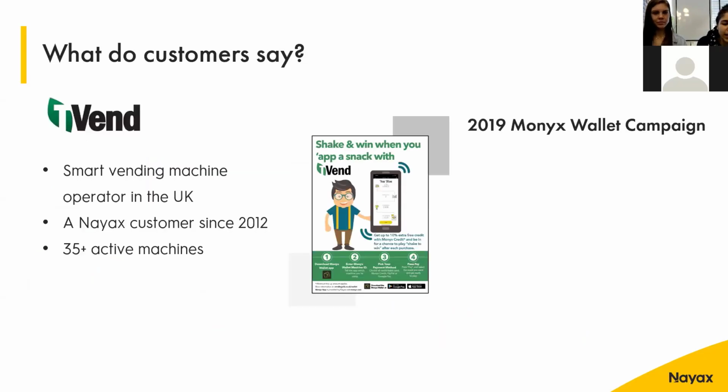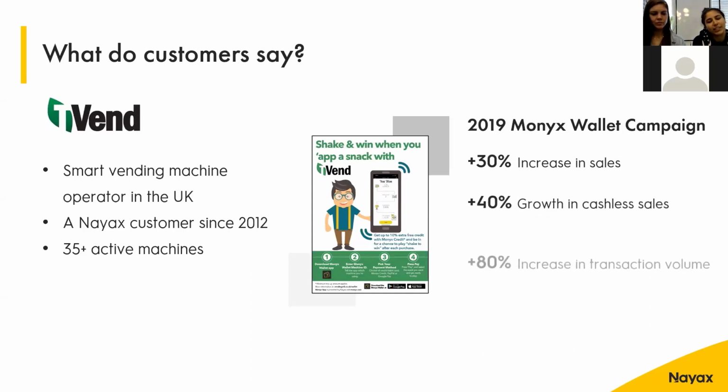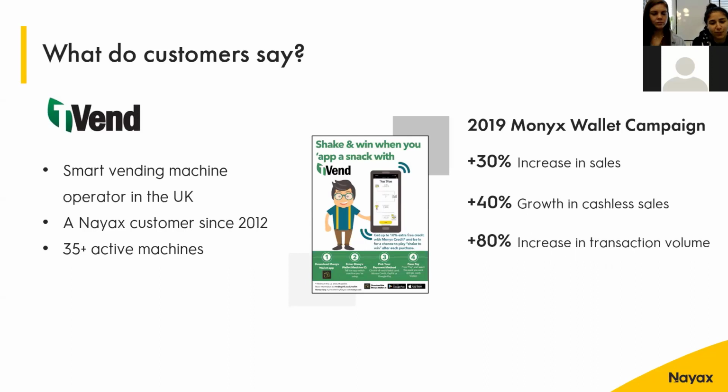So one of the case studies that we want to show you is with Tivan. Tivan is a company in the UK. The operator's name is James, and he has around 35 active machines. He started using Monyx Wallet back in 2019, and he saw an increase in sales, growth in cashless sales, and an increase in transaction volume.